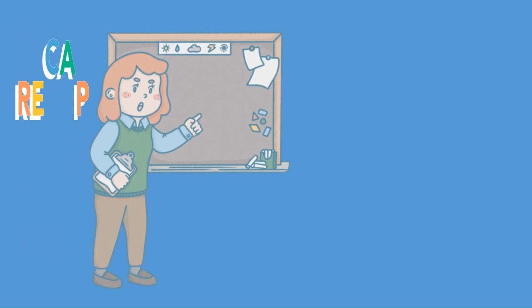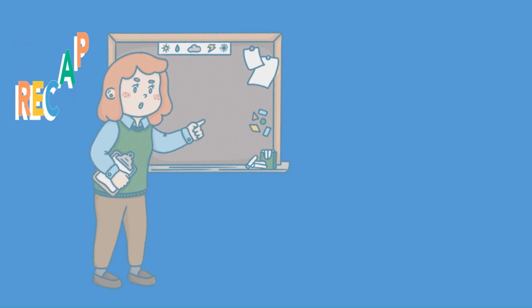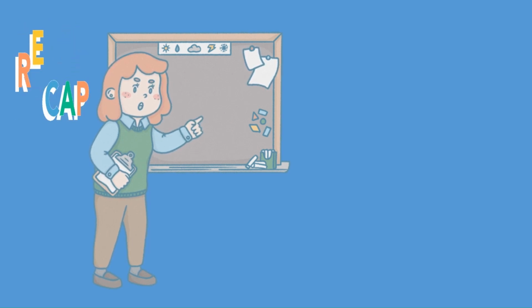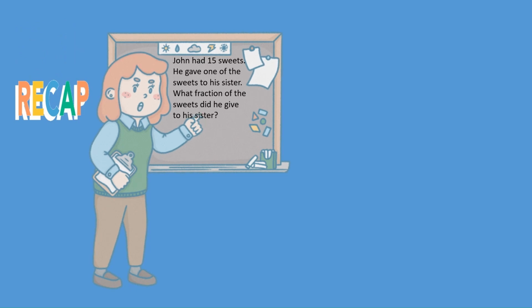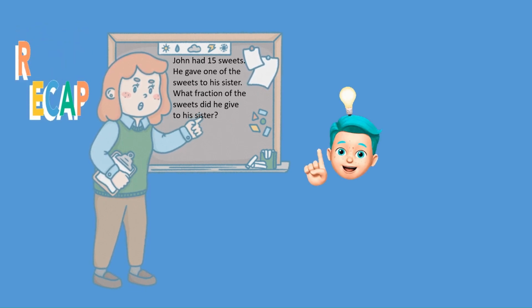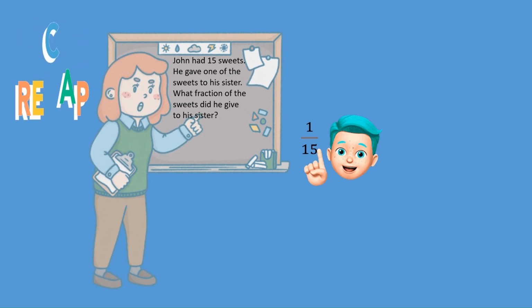Now let me ask you some questions to see whether you have understood what we have done. So for that, let me take up first word problem. John had 15 sweets. He gave one of the sweets to his sister. Now what fraction of the sweets did he give to his sister? You think about it. Now who can give me the answer? Here, this clever boy can give me the answer. What is the answer? 1 by 15. Very good. That's right.